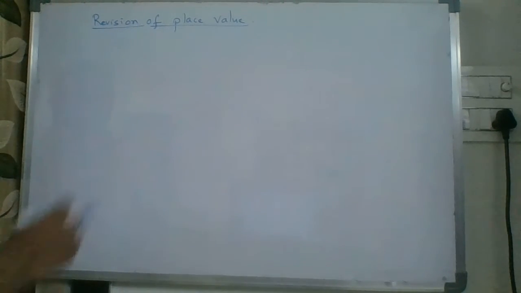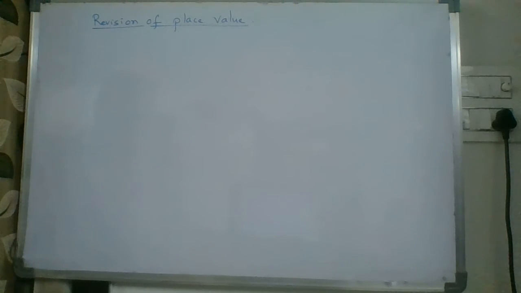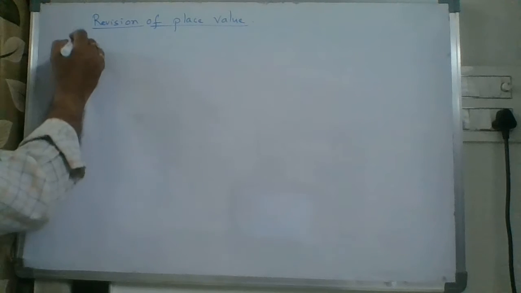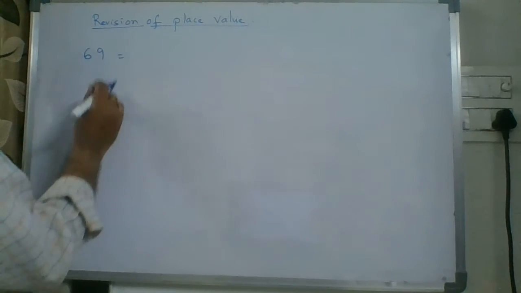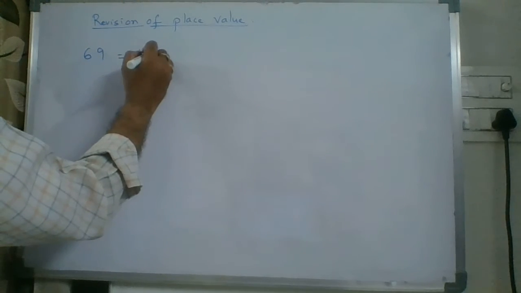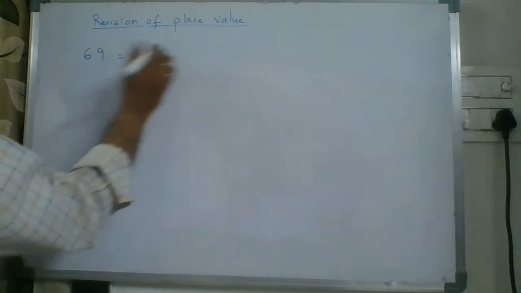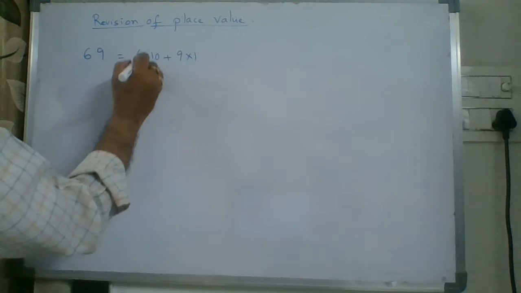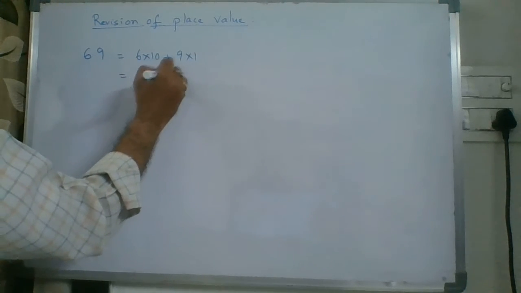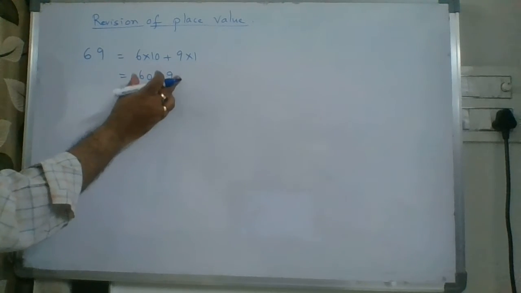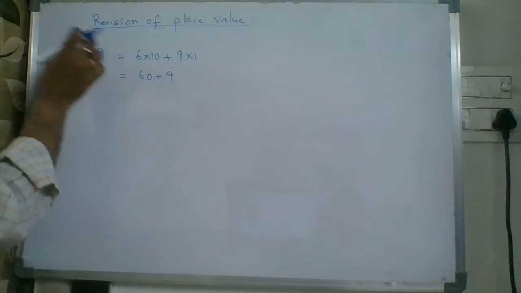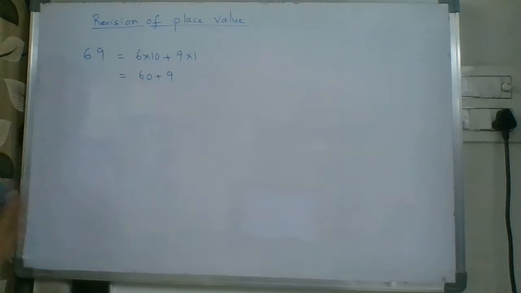Now, the revision of place value. Place value, you know, we have already learnt in the previous classes, isn't it? Now, take one number, 69, suppose. This can be written as: 6 is in tens place, so 6 into 10, and 9 is in ones place, 9 into 1. So 6 into 10 is 60 and 9 into 1 is 9. This is the short form and this is known as the expanded form.